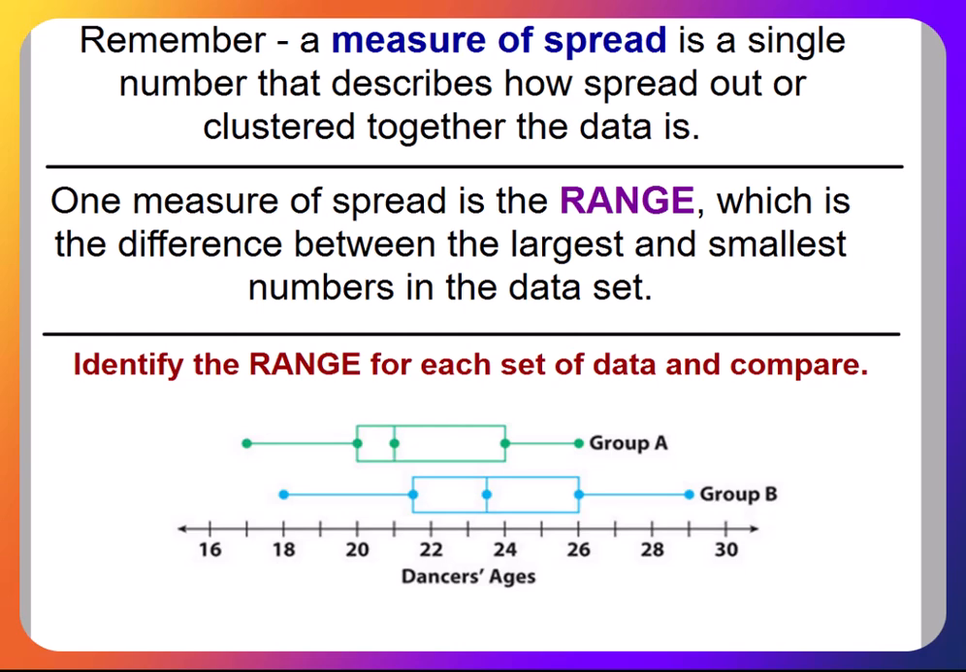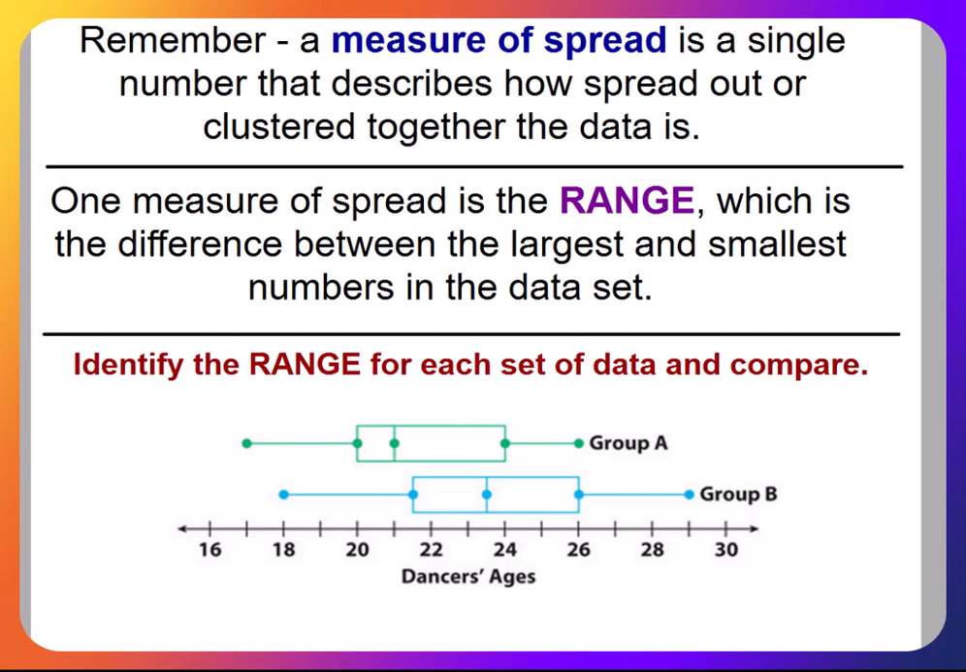Remember, a measure of spread is a single number that describes how spread out or clustered together the data is. We talked about range. Range is one measure, which is the difference between the largest and the smallest numbers in the data set. If it's a small range, then all of the data are clustered together. They're really close together, like elbow to elbow. But if it's a big range, then it's really spread out. Maybe they can stretch out their arms, or there's even more space than that. So there's going to be a larger spread, a larger range, more room to move around in.